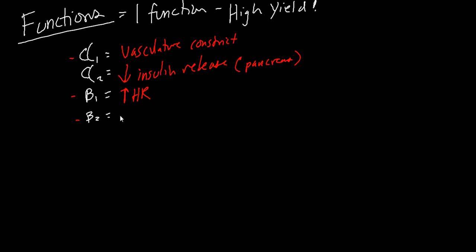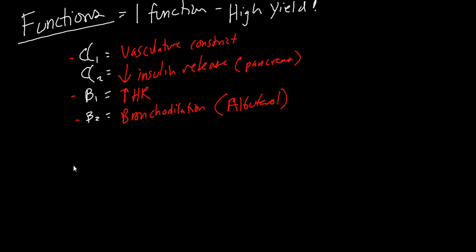High yield. Beta 2. When you see beta 2, you want to think bronchodilation. Bronchodilation? Oh, that makes sense. Yes, it's because of albuterol. Albuterol is a beta 2 agonist. It causes bronchodilation, so if someone's having an asthma attack, you'll want to dilate.